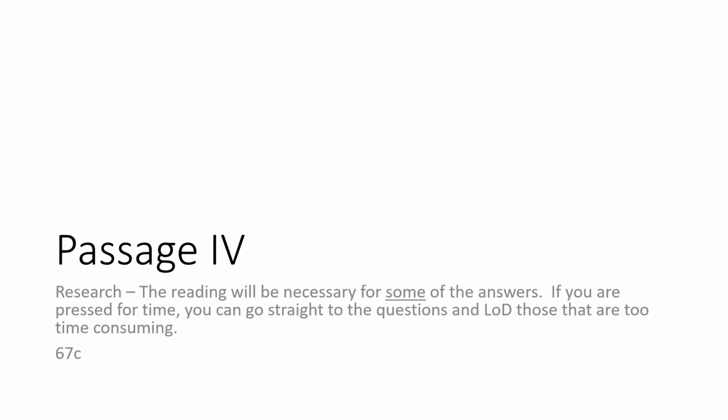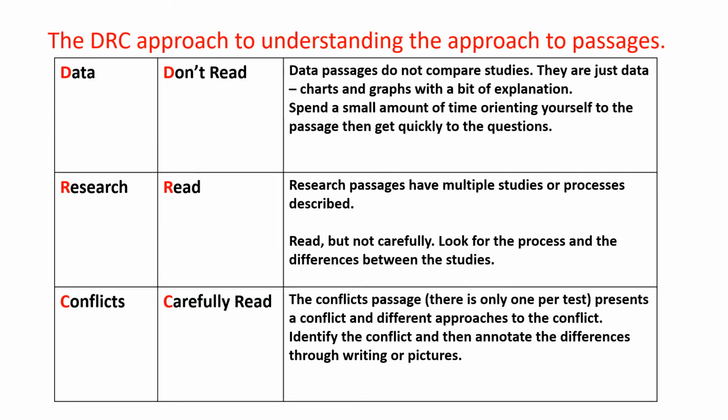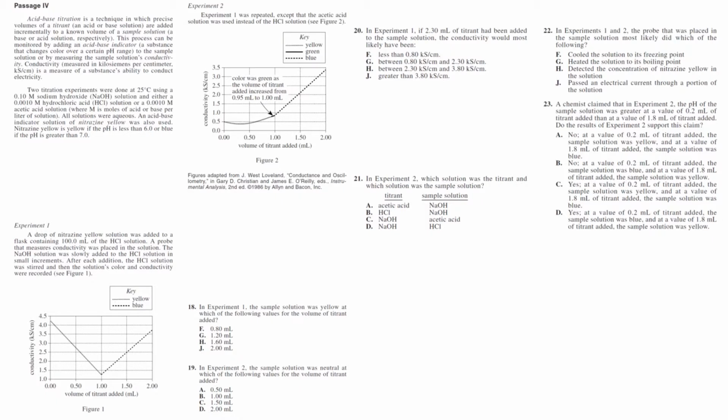This is passage 4. It's a research passage in 67C. And with research passages, you're going to read R R. You're not going to read carefully, just enough to know the differences between the studies or processes, and get to the questions as quickly as you can. You might want to skim the reading if it helps you to understand. You have time. We know this is research because it says experiment 1 and experiment 2.